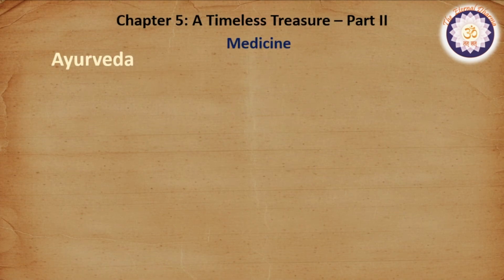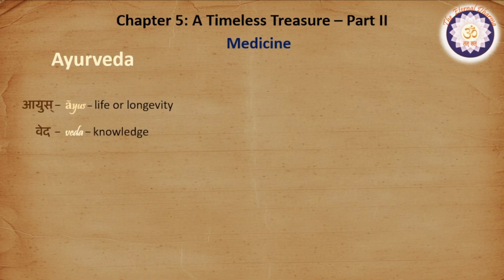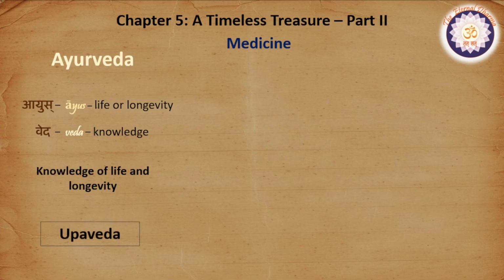Ayurveda is one of the most well known systems of medicine that flourished during the ancient Vedic times. The word Ayurveda comprises two words, Ayus, life or longevity, and Veda, knowledge, which literally translates to knowledge of life and longevity. Traditionally regarded as an Upaveda, a supplementary branch of knowledge, Ayurveda presents an early form of a pharmacopoeia for treating various ailments. Ayurveda traces its roots to the Atharva Veda, one of the four primary Vedas.